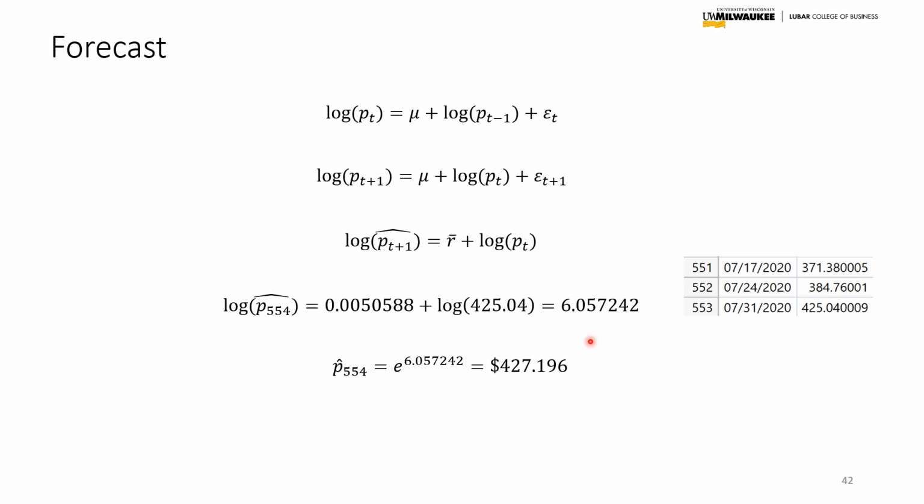425.04. We get a prediction in log units of 6.057242. To get back to original units and our prediction of price for period 554, we would exponentiate that value to come up with our prediction of 427.196. I kind of would call this forecast a naive adjusted forecast.